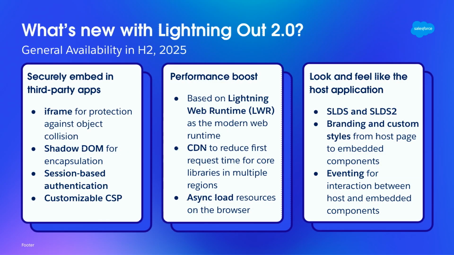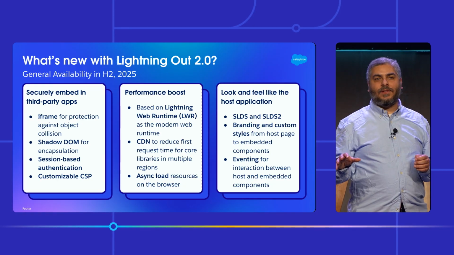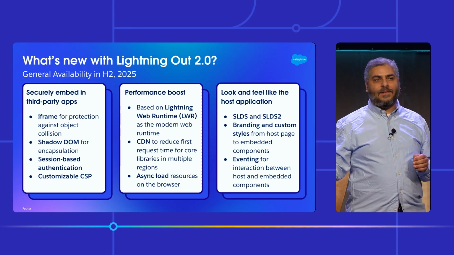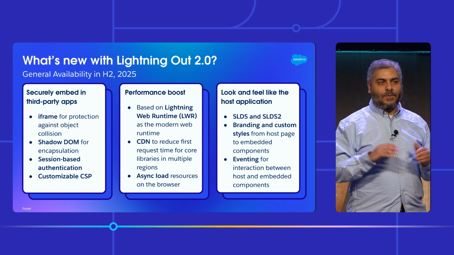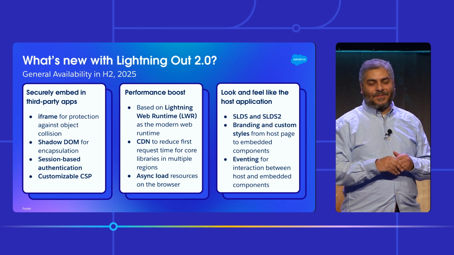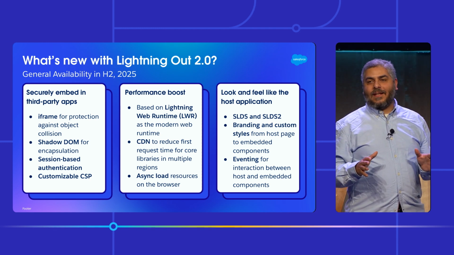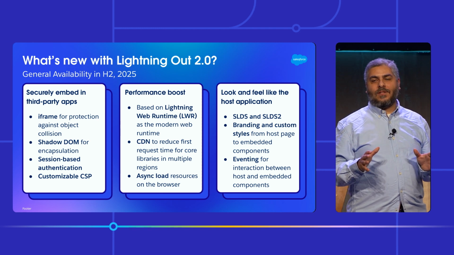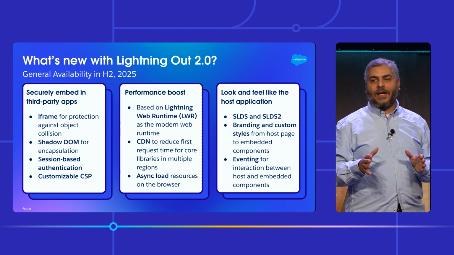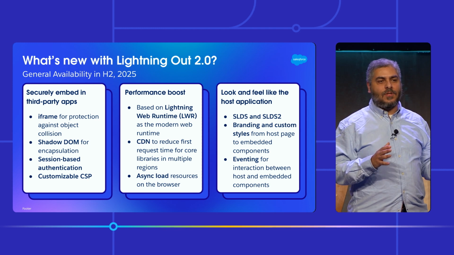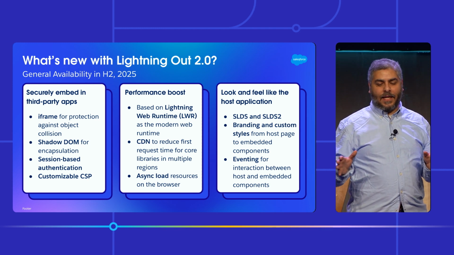So, as we mentioned, Lightning Out 2.0 is going to be general availability in 25. It's actually going to be beta in summer, and it's going to be GA'd after that. As we're building Lightning Out 2.0, we wanted to focus on security, so we're building them using iframes to give a hard boundaries between the host application and the Salesforce application.